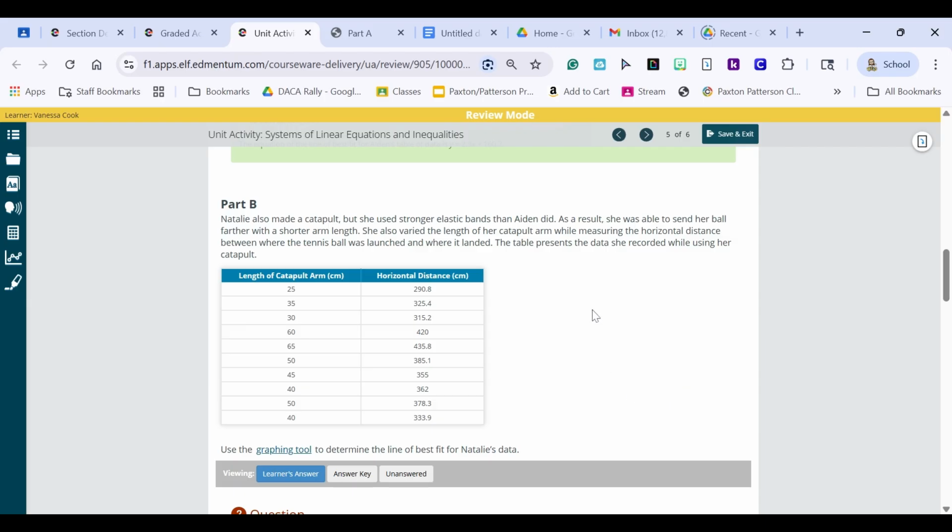All right, and then after you do that with Aiden's catapult, you'll do that with Natalie's catapult. And then later, what you're going to do is just use the substitution method. So when you're solving for it, you're basically just going to set Aiden's line of best fit equal to Natalie's line of best fit, and then you just solve that across, right? So that's how you will do all of this task one assignment.